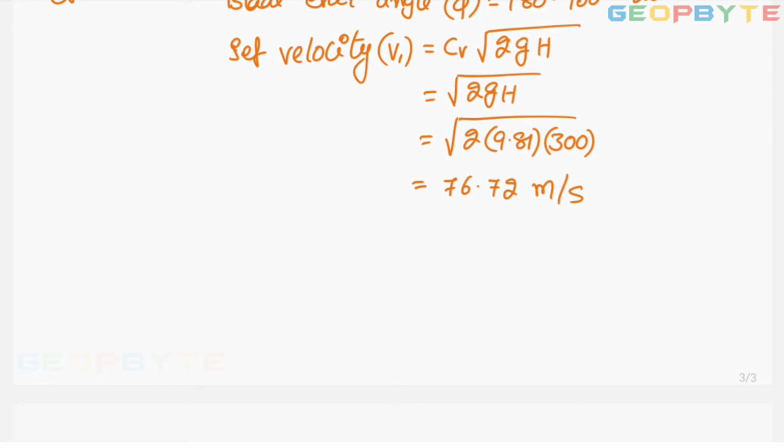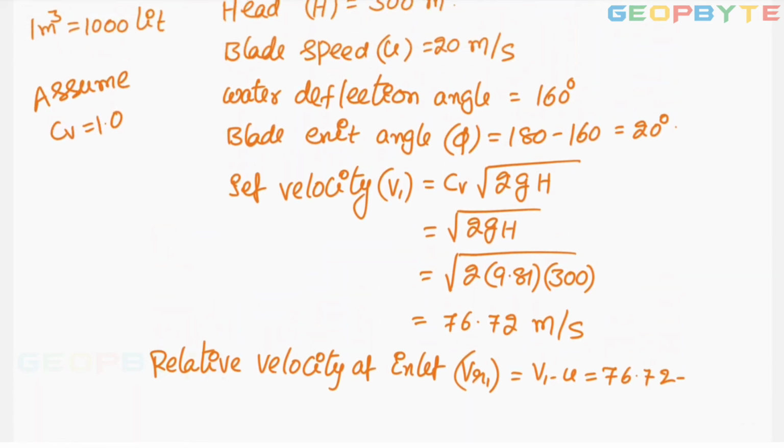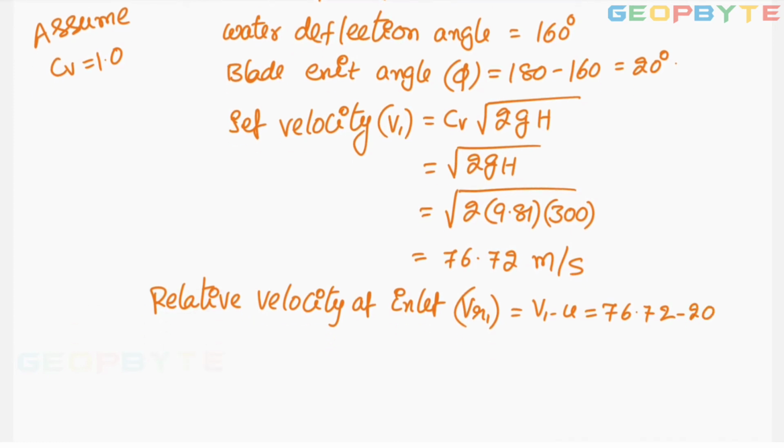Now you know relative velocity at inlet. Relative velocity at inlet VR1 equal to V1 minus U. V1 is 76.72 minus U given is 20 meters per second. It is equal to 56.72 meters per second.